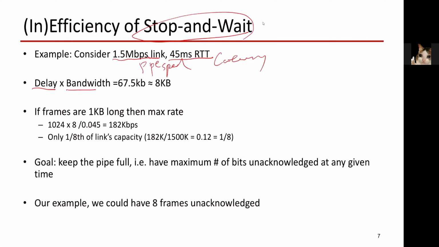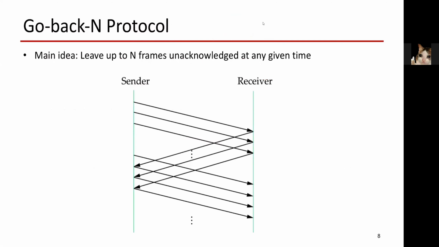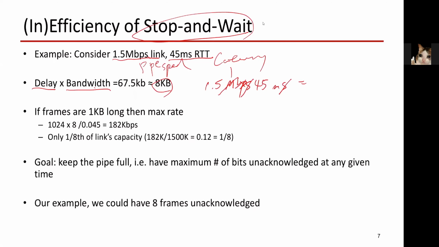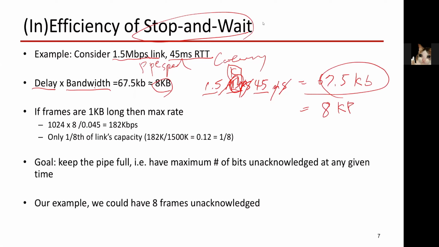So delay bandwidth product is 8 kilobyte, which is 1.5 M multiplied by 45 millisecond, bps, right? Second is gone, M becomes K, M is gone, and if you multiply these two, it is 67.5 K bit, right? Therefore, in bytes, it is about 8 kilobyte. Why? I just divided by 8.